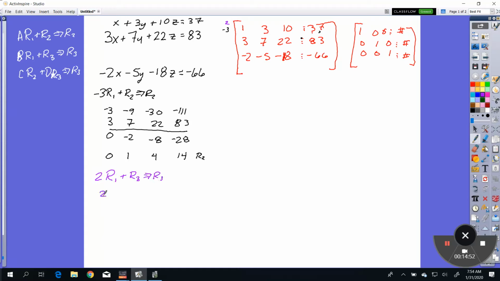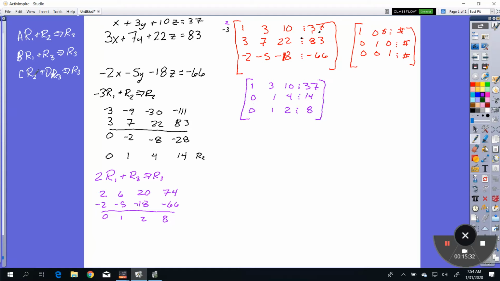So that's 2, 6, 20, 74, negative 2, negative 5, negative 18, negative 66. So I have 0, 1, 2, 74 minus 66 is 8. Okay, so if I were to rewrite my matrix, here's where we are right now. 1, 3, 10. Remember the top row didn't change? But my new row 2 is 0, 1, 4, 14. And 0, 1, 2, 8.